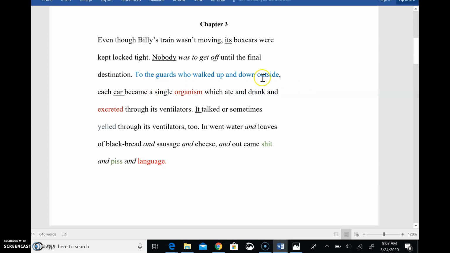All right, so then we have the shift of perspective. Again, this could be "each car became a single organism which ate and drank and excreted through its ventilators to the guards who walked up and down outside." But putting this at the beginning shifts our perspective to that of the guards immediately.